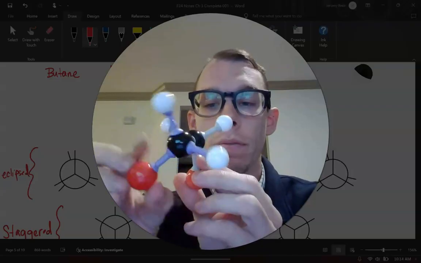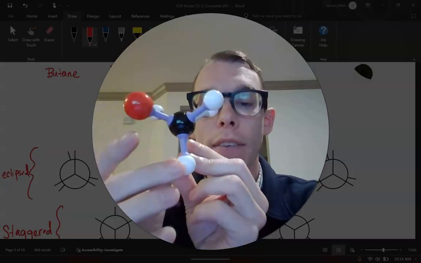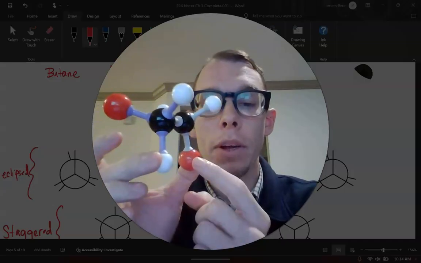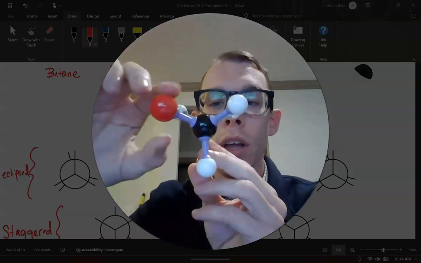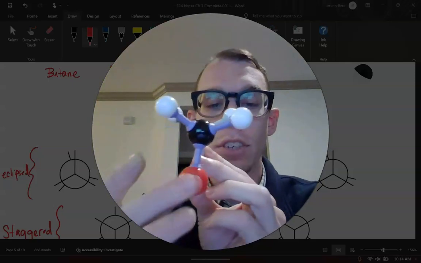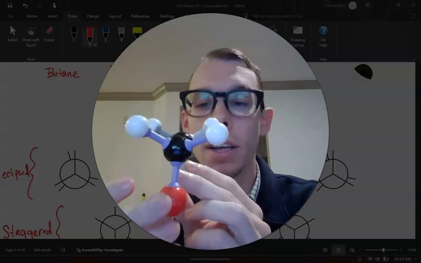If you remember, if I unrotate this back to here, in this case, I still have an anti, but I have a big group and a little group, a big group and a little group, and then two little groups. Whereas if I go to this conformation, I have two big groups, which is going to be really, really expensive in terms of my energetic costs.